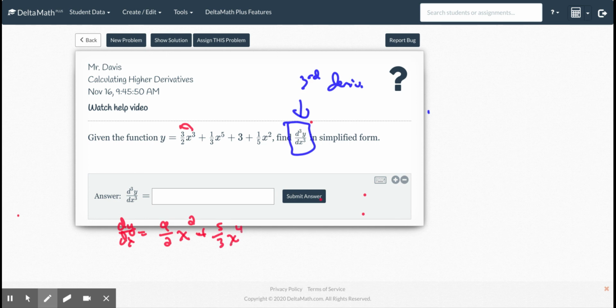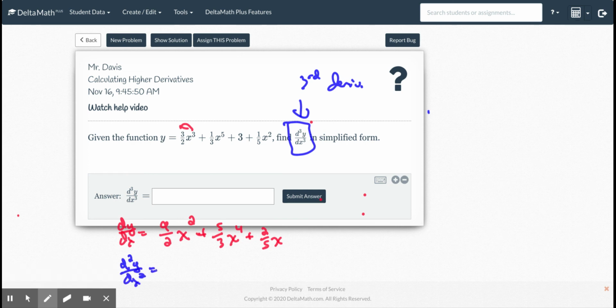Now the derivative of the 3 is just going to go away because the derivative of any constant is just 0, so it goes away. Plus 2/5 x to the first power. So that's our first derivative. Second derivative is d squared y dx squared.